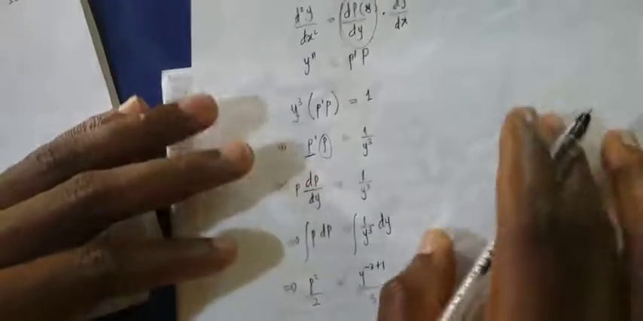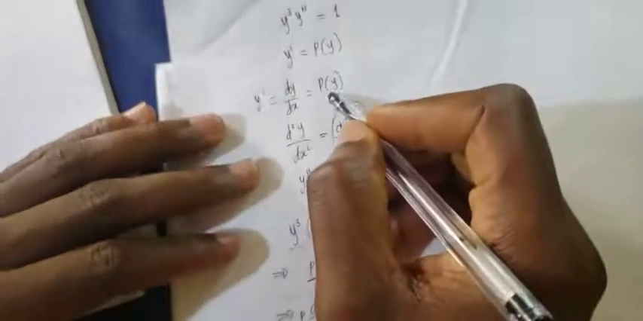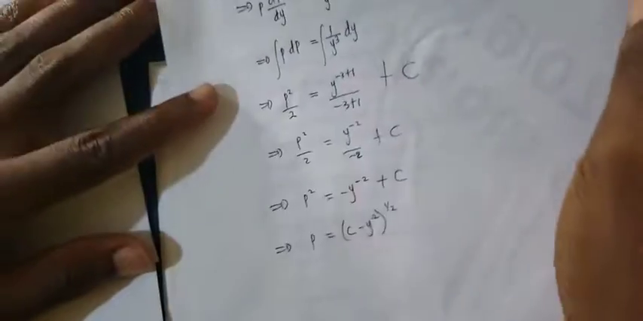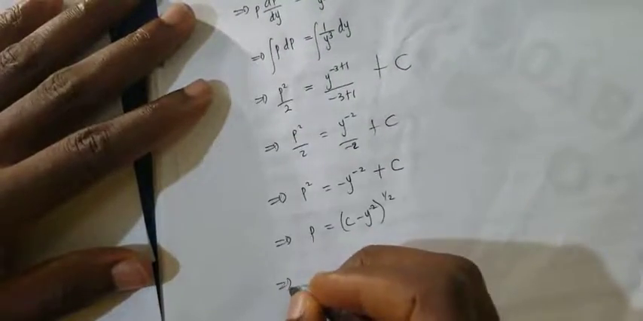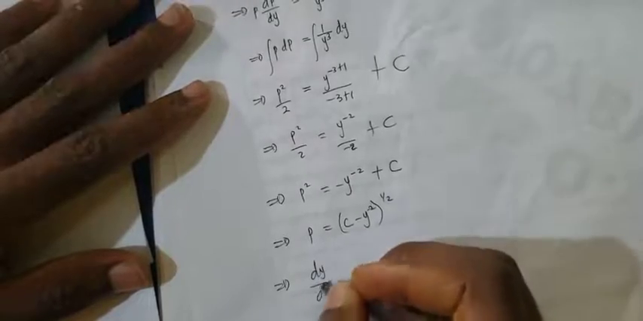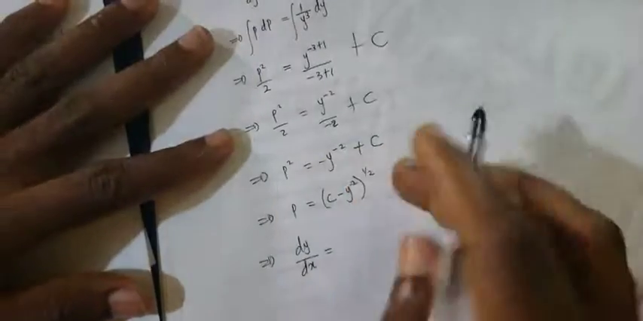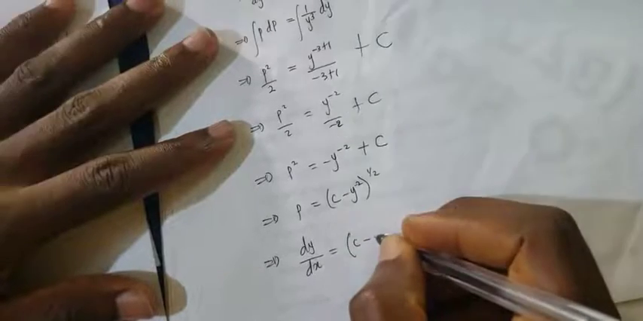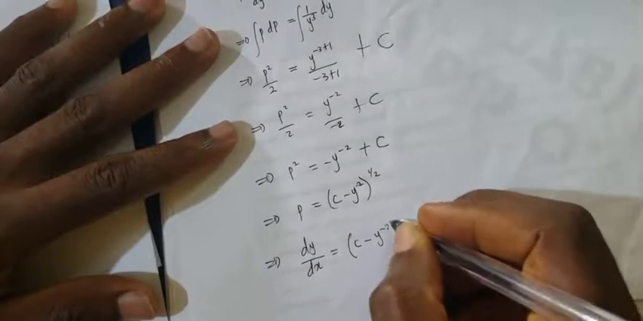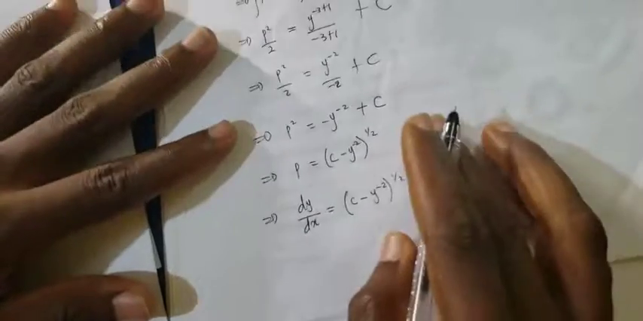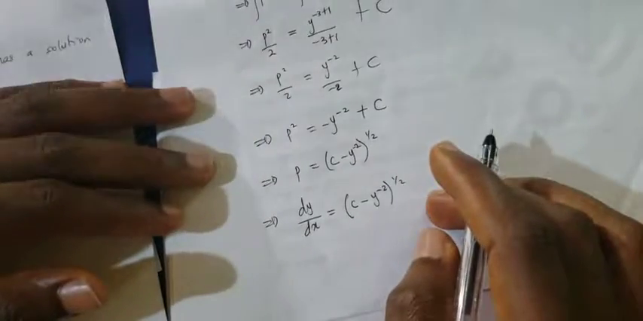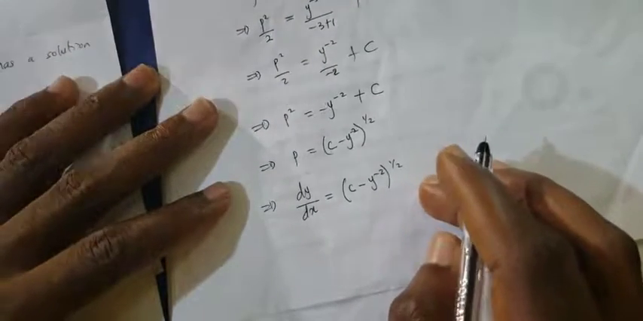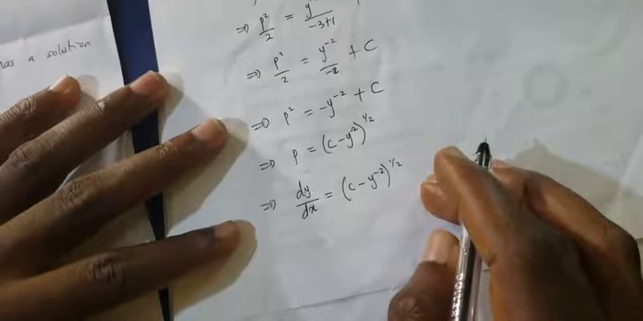Then don't forget our p itself is dy dx. So that's what we just found now. That means from here we can say that our dy dx is equal to c minus y to power minus 2 raised to power 1 over 2. So from here we can now solve our problem again.